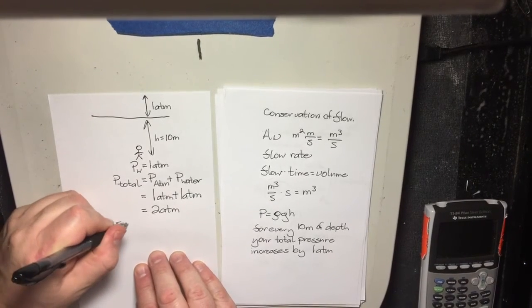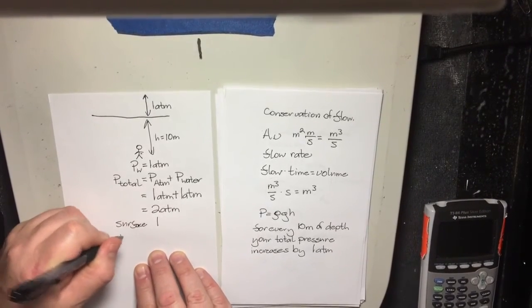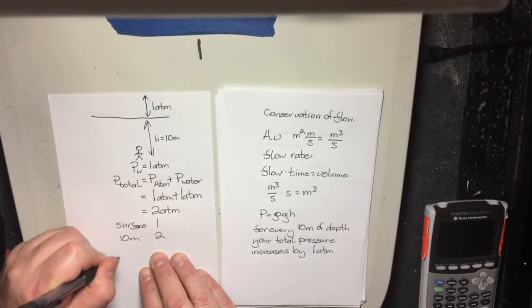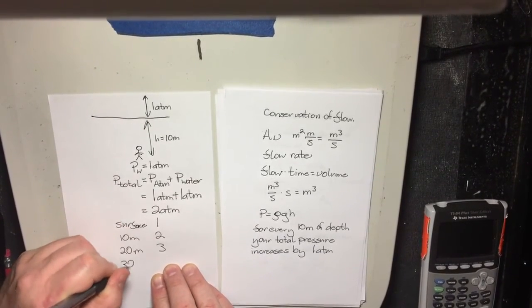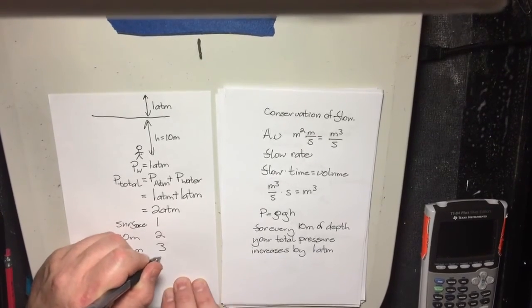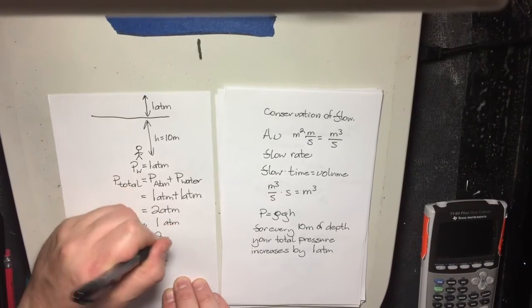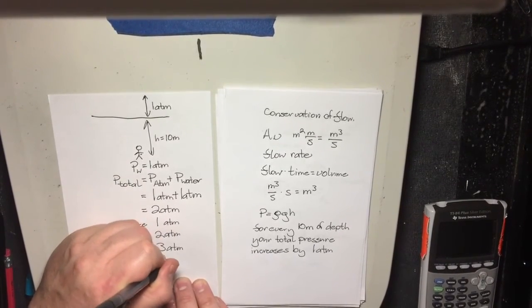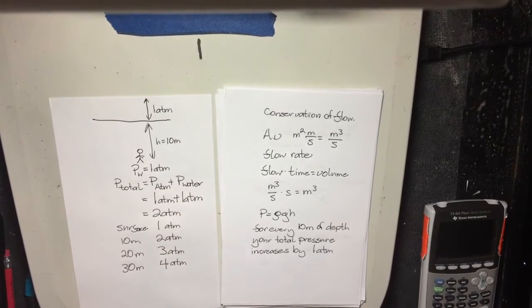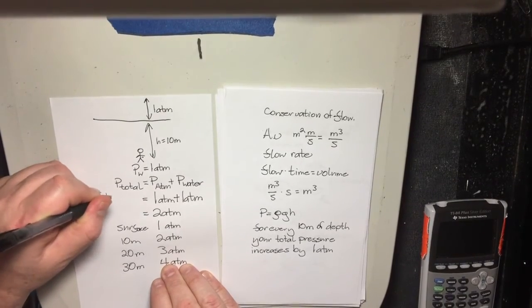So at the surface, it's 1; at 10 meters, it's 2; at 20 meters, it's 3; at 30 meters, which is about as far as you really need to go underwater without special equipment. So you have to understand total pressure.